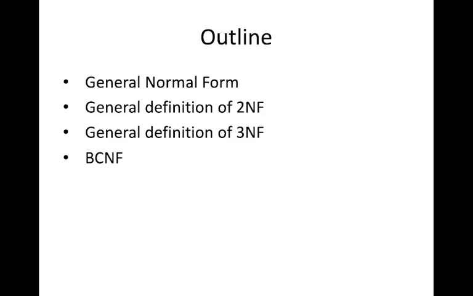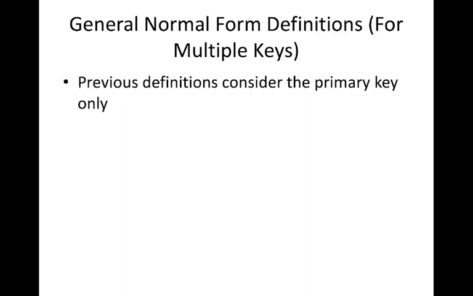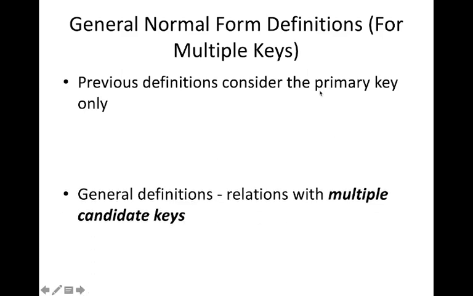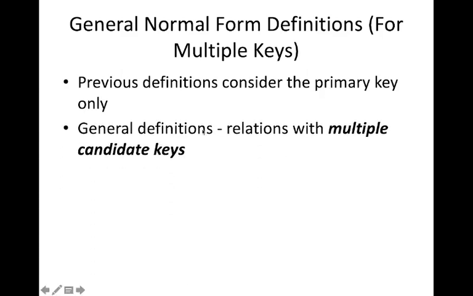So this is the outline of this lecture. We will see the general definition of second normal form, the general definition of third normal form, and BCNF. These are general normal form definitions for multiple keys. If you have multiple keys, we have to change the previous definitions, because the previous definitions consider the primary key only. General definitions will consider multiple candidate keys.